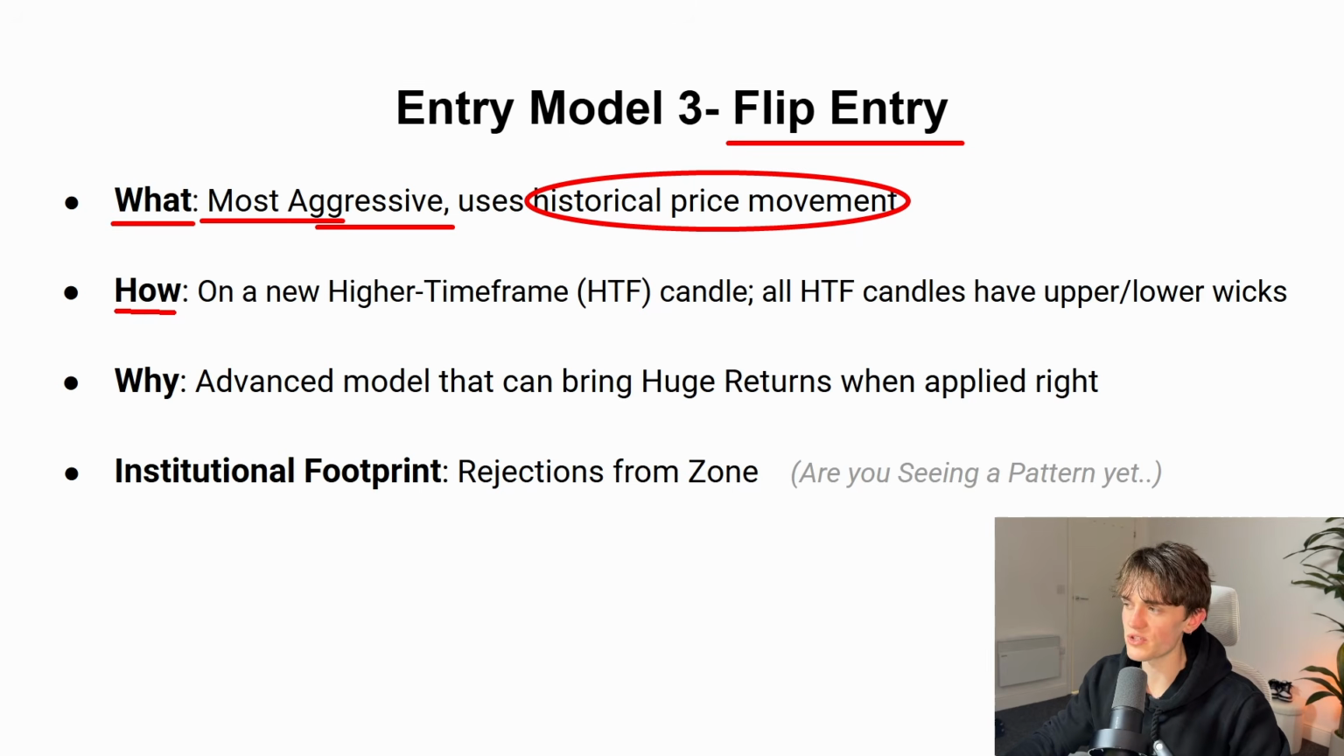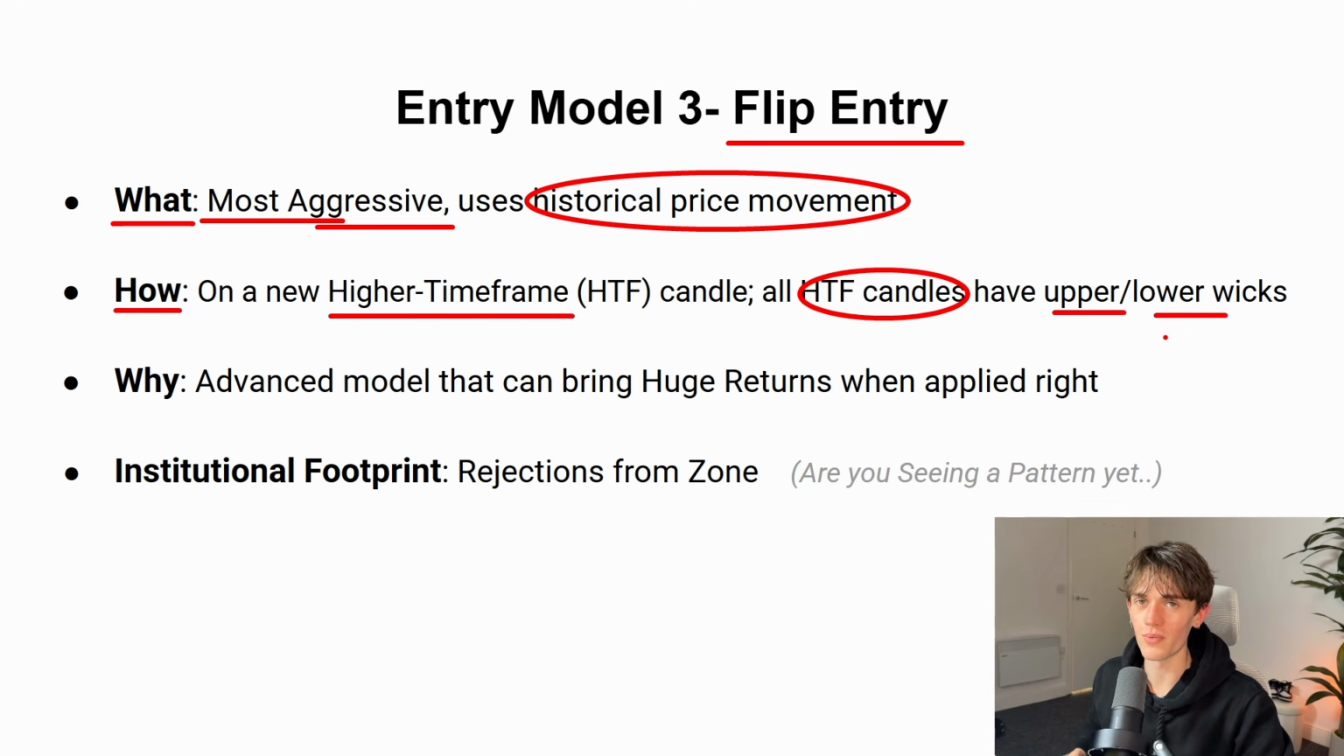Now, how does this entry model actually work? Well, it's only going to happen on a new higher time frame candle, since all higher time frame candles have an upper and a lower wick. This is definitely going to call for a couple of visual examples, so just bear with me because it is not as complicated as I'm leading it on to be.